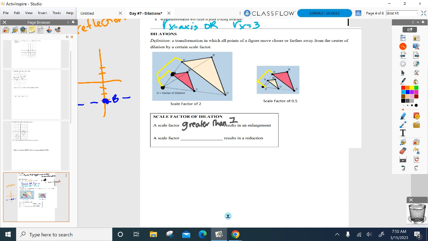What about if it's getting smaller? I'd like to say less than 1, but we don't have negative scale factors, so I'm going to make it a little more detailed. Ready? A scale factor between 0 and 1. There are such things as negative scale factors, but we're not going to get into that this year. So if it's between 0 and 1, it's going to get smaller. All the points are going to come closer. All good? All right, let's actually do some dilations with points now.